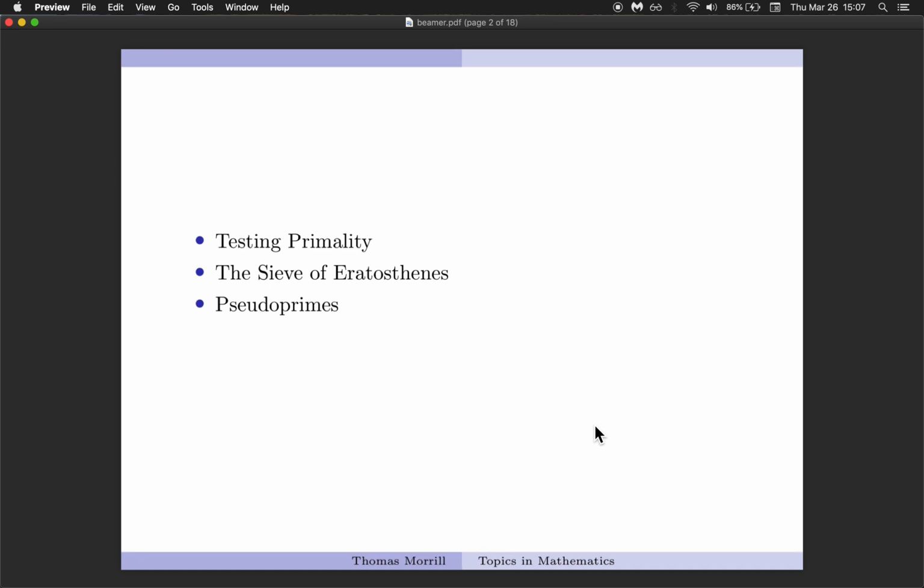The layout for today: I want to talk about a couple different tests for identifying prime numbers, or equivalently, tests for identifying composite numbers. The first one of these I'll be talking about is the sieve of Eratosthenes. This is a very old algorithm, about 2,300 years old. And then as we explore other tests for prime and composite numbers, we'll get into the idea of pseudoprimes.